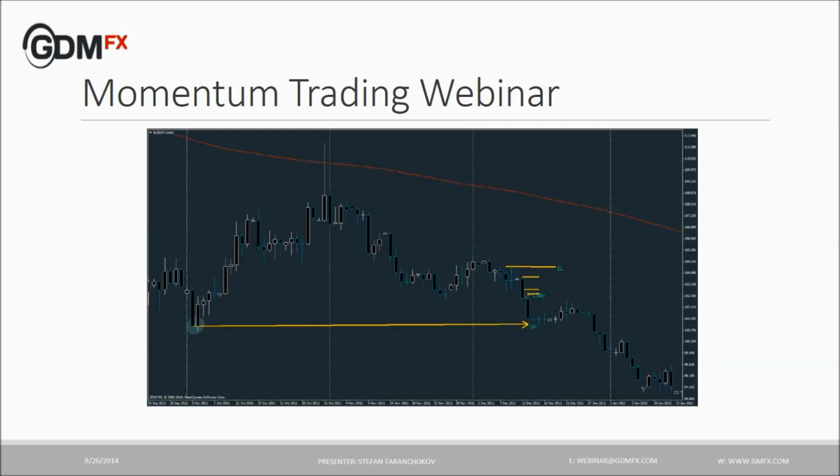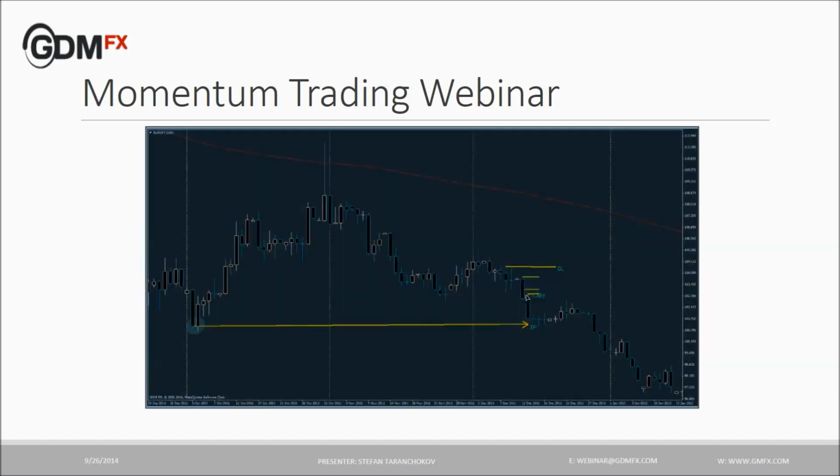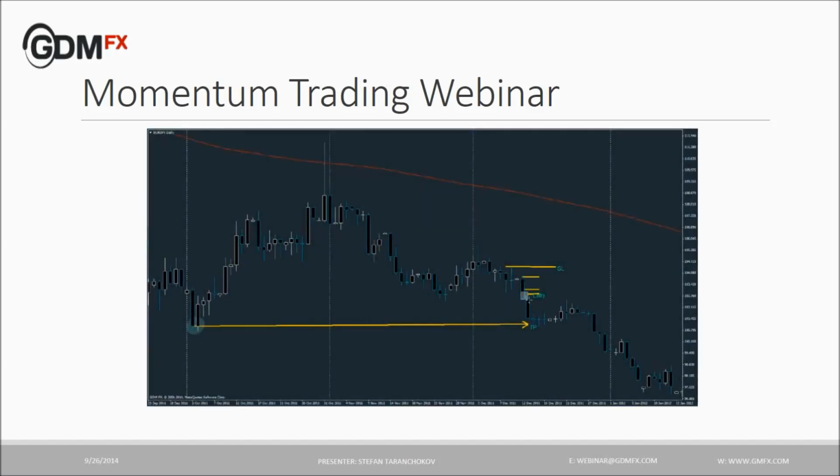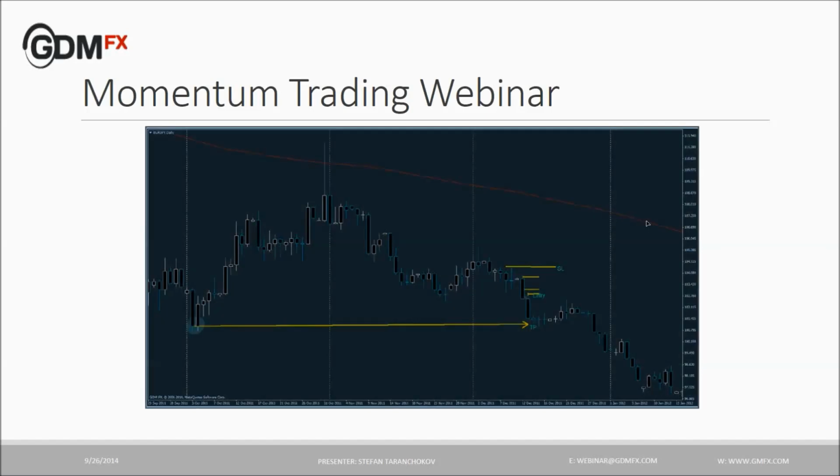Well, more or less, this is what would have happened if we were following this momentum trading strategy. Basically, we have plotted our range. We look for a confirmed breakout. Once we have it, we enter our, in this case, short position, and we plot our targets. That's all. Simple as that.